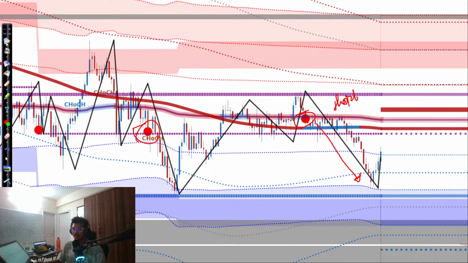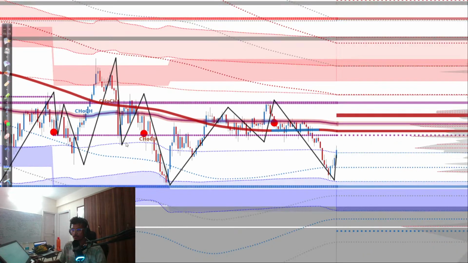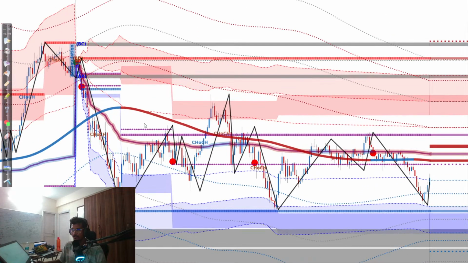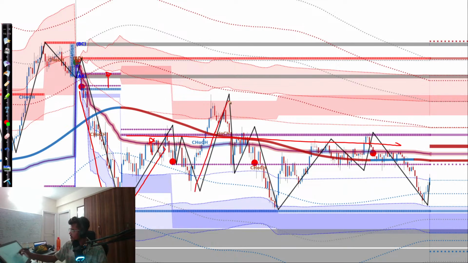Okay, now let's show you why. You see this value, right? So value shifted here. When the market went down, it traded below that only. It tried to go up but didn't, so it came down. See the change of character. When this pullback happens, then we enter this trade.